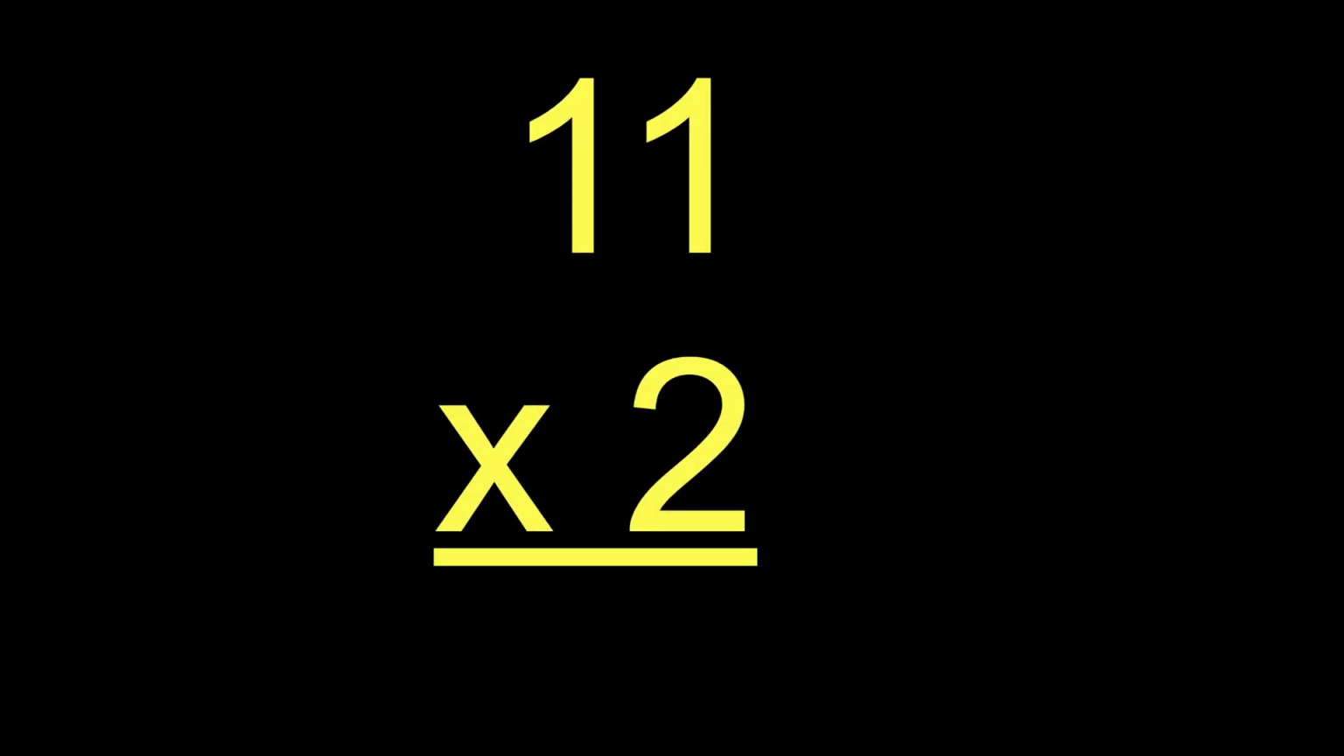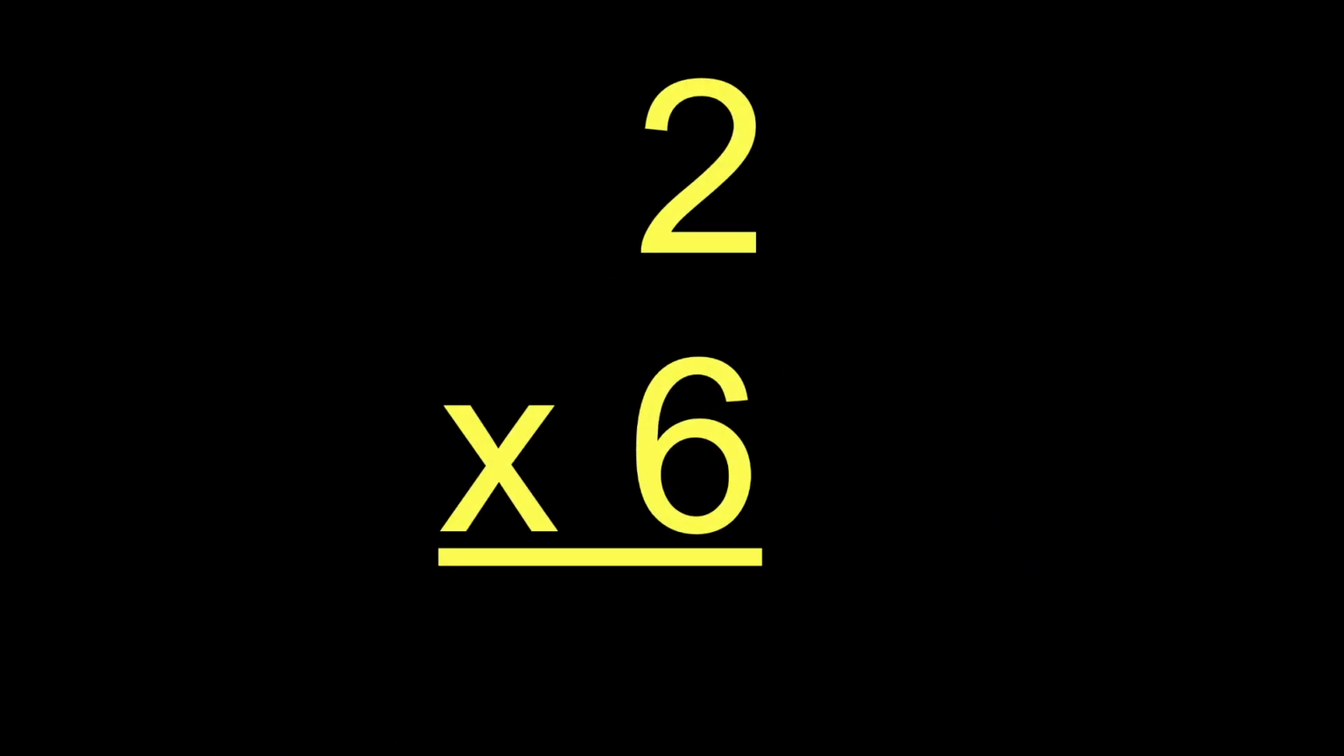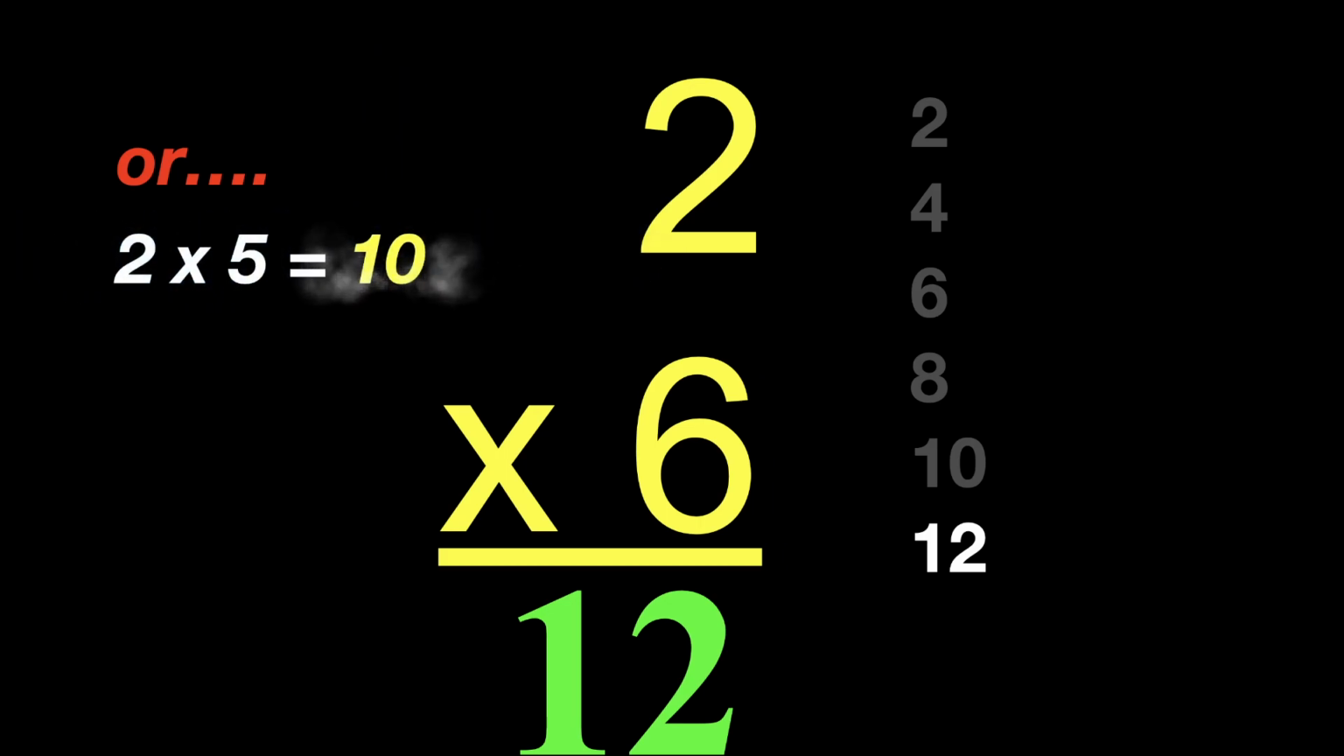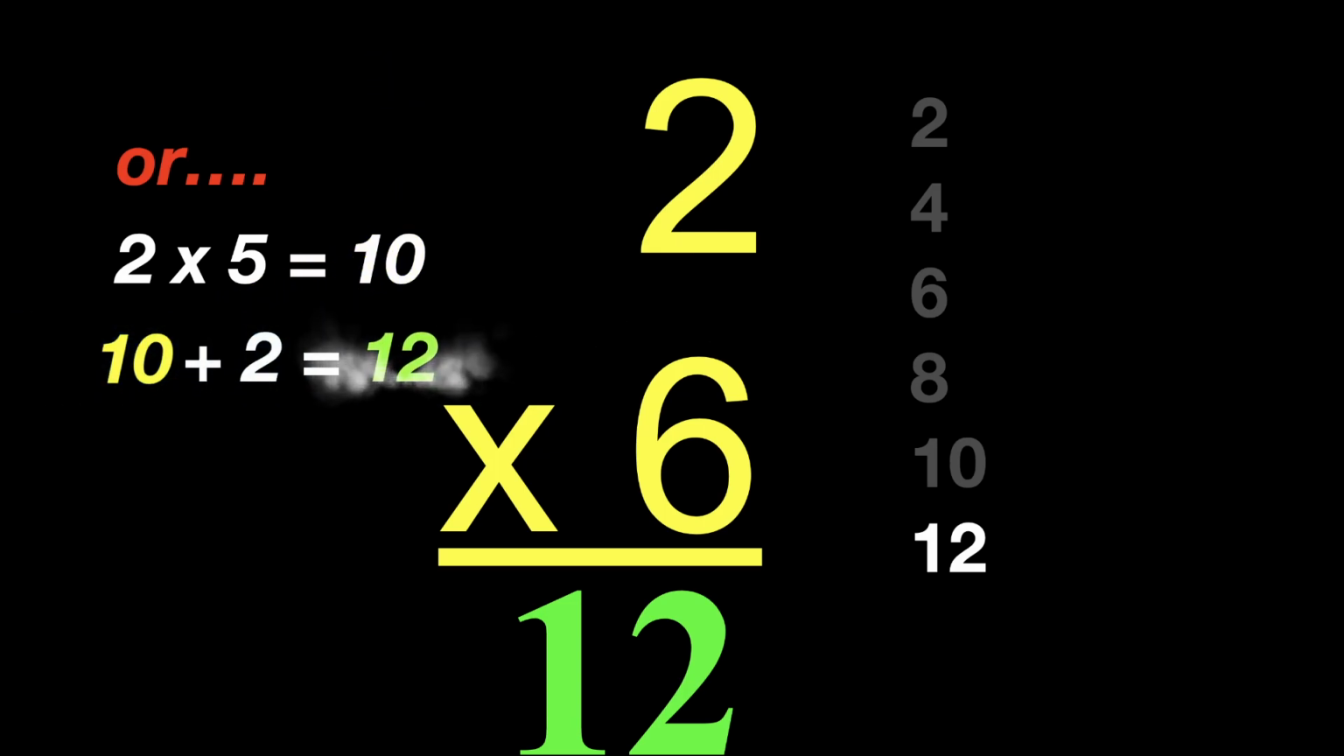11 times 2, we know that's the 11 rule, okay? And that's just going to be, you just double the 2 and it would be 22. Good job. 2 times 6. Let's count 2. And then eventually you will get up to 12. Or you could think of it as 2 times 5, because sometimes that's an easier fact, is 10, right? Just take your 10 and add 2 more, and you get 12. So either way works great.